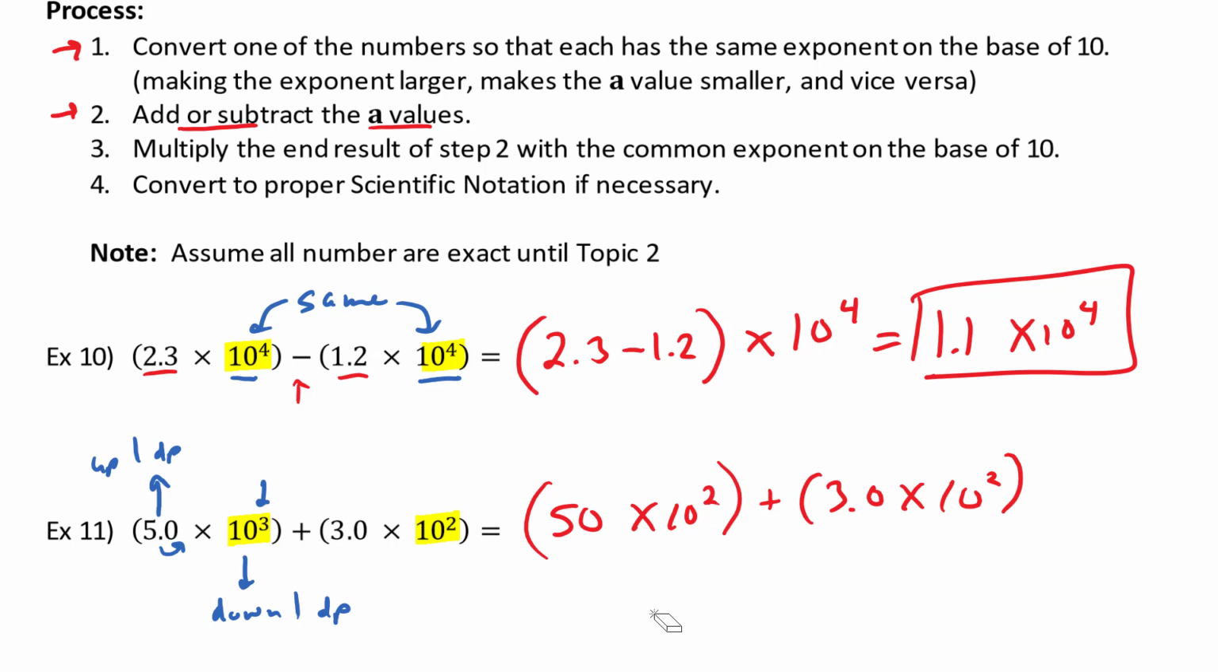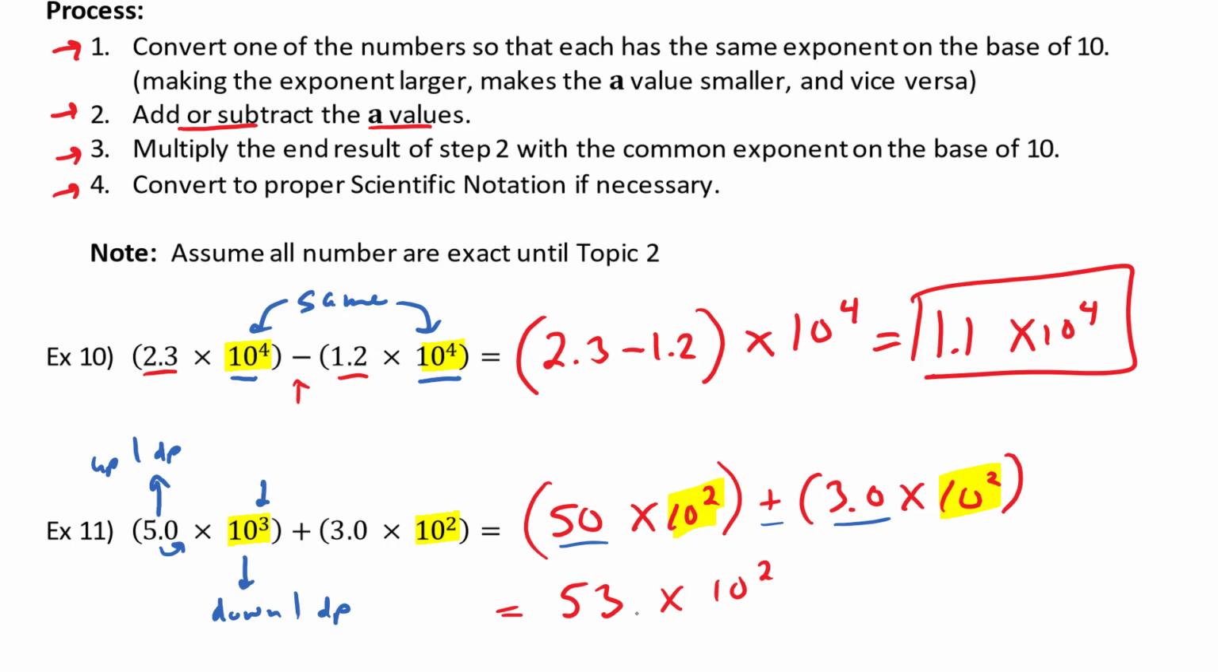Now that I have them in terms of the exact same exponent, I now add those a values, no need for a calculator, 53, and then I multiply by 10 to the 2. Step 4 is convert to proper scientific notation. Please note, 53 times 10 to the 2 is not in proper scientific notation. Is 53 a value between 1 and 10 but less than 10? No, it's not. It's more than 10.